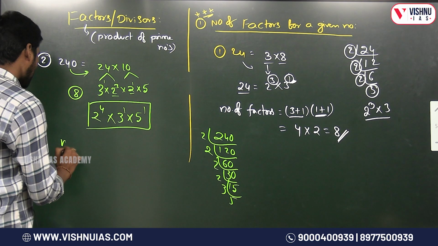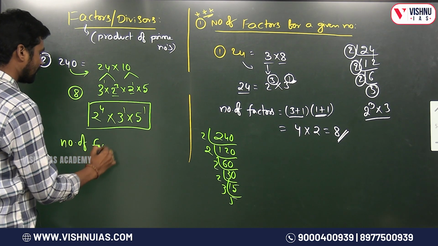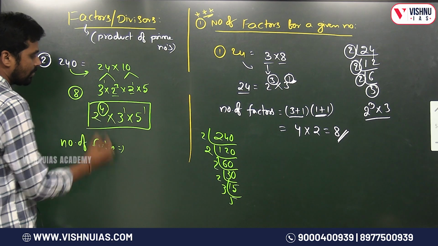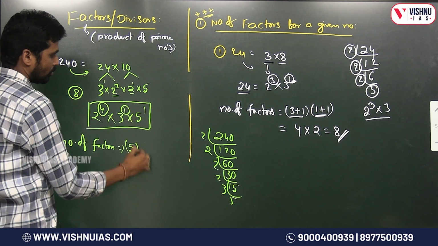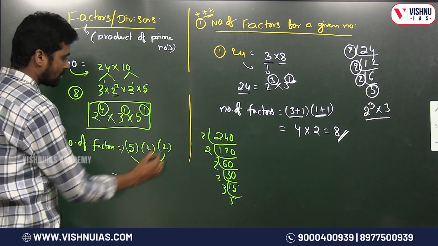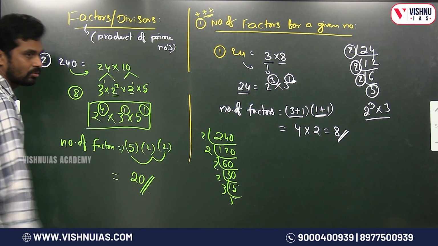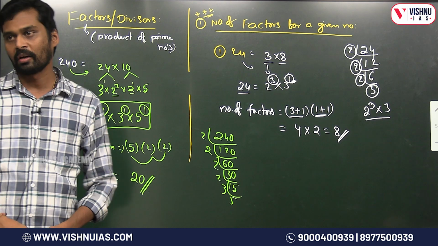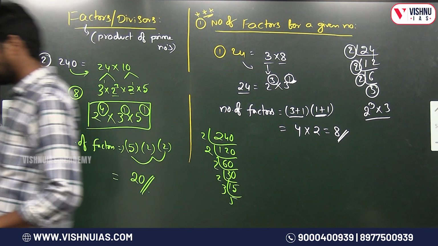After that, the number of factors is equal to what? Each power plus 1. 4 plus 1 is 5. 1 plus 1, 2. Again 1 plus 1, 2. So 5 2s are 10, 10 2s are 20. So the total number of factors is 20. Okay, you understand this one.